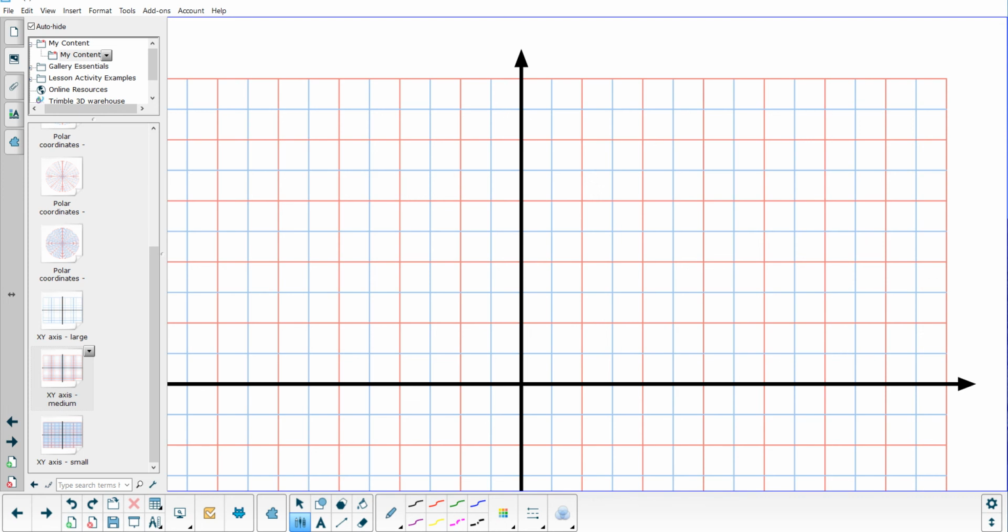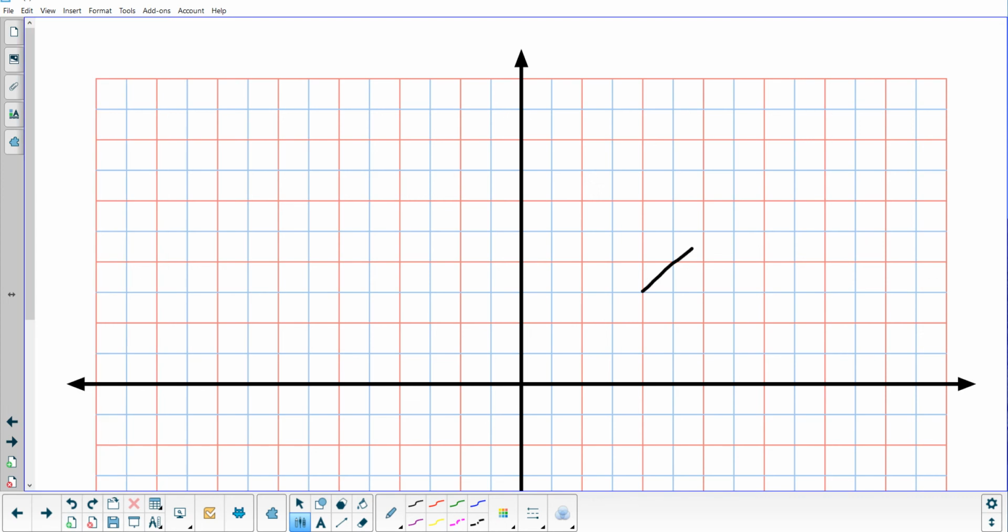So let's say we had, I don't know, a vector that goes like this, and another vector that goes like that. How do you think you could find this angle between the two vectors?